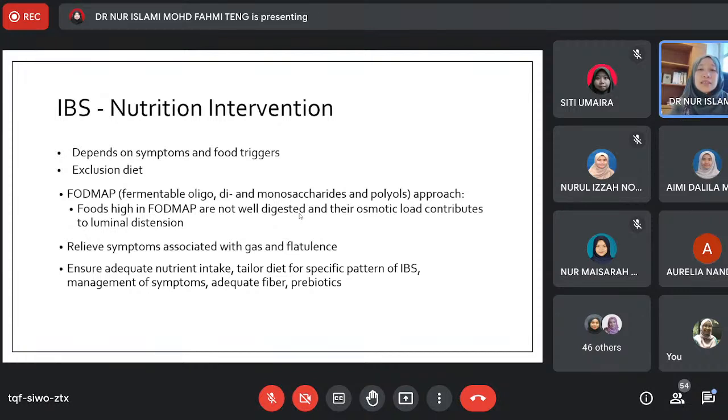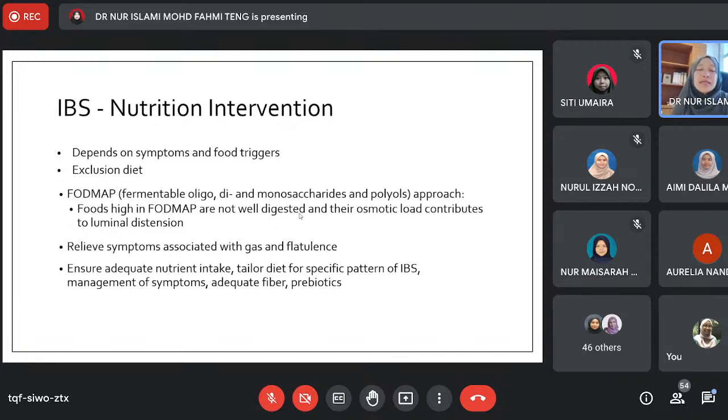Kalau dia tunjukkan symptoms of ada gas and flatulence, so we treat that. Abdominal pain, so we treat on the abdominal pain. Yeah. So exclusion diet. So what food that triggers IBS, so we should exclude it. And there is a FODMAP.